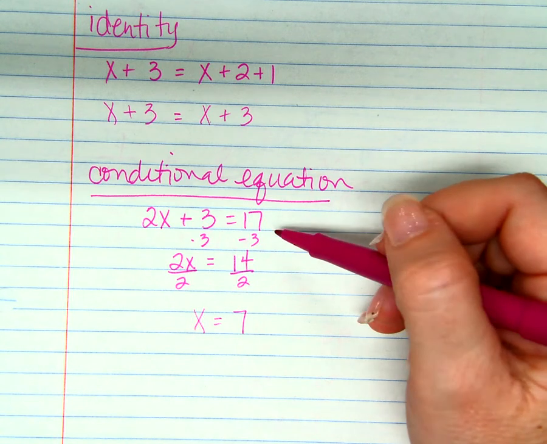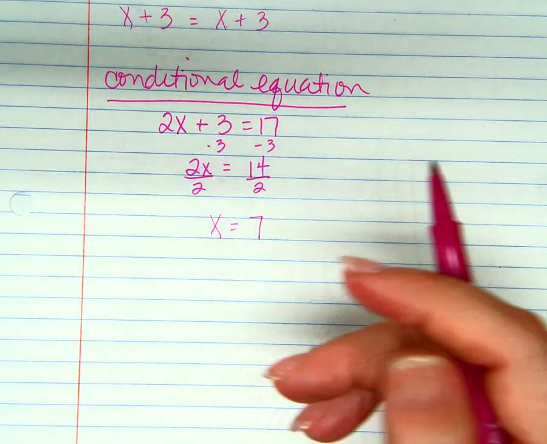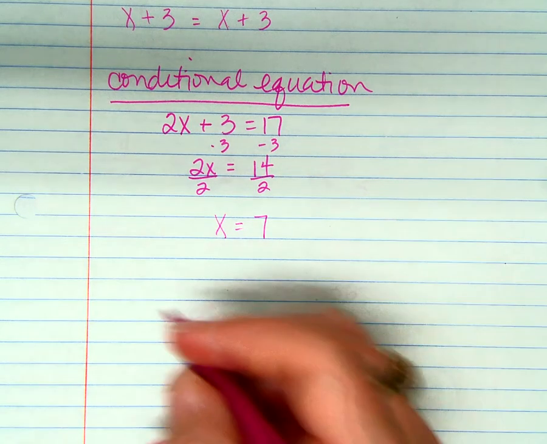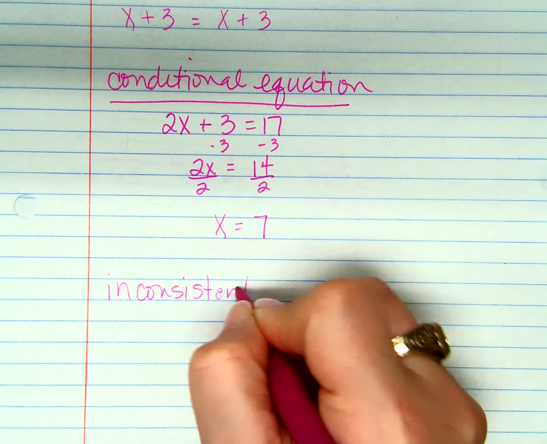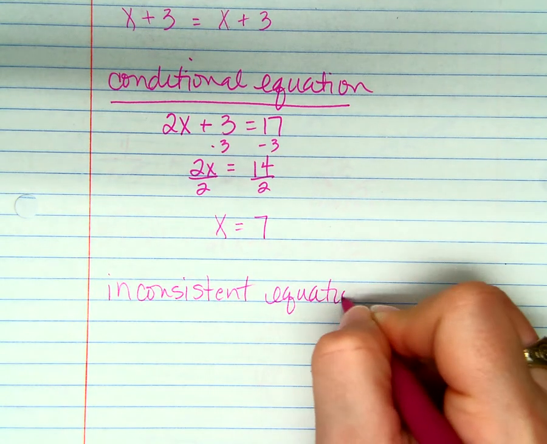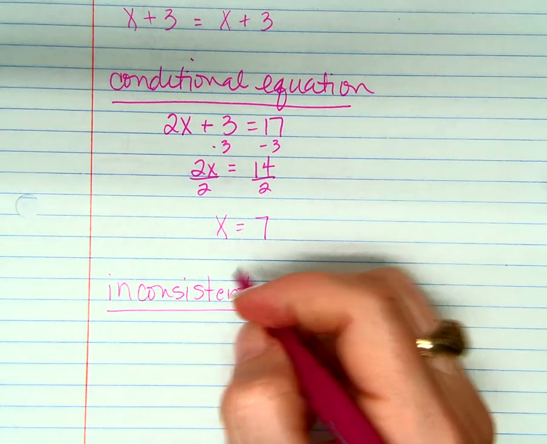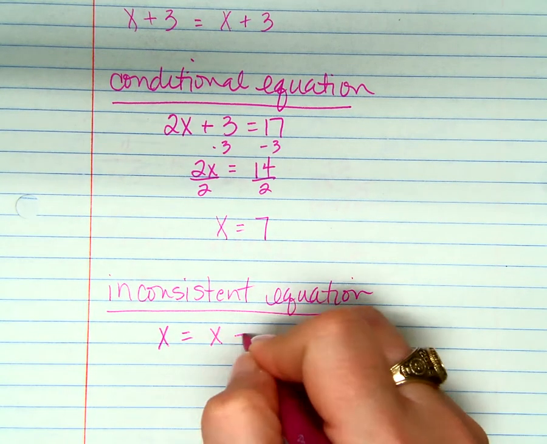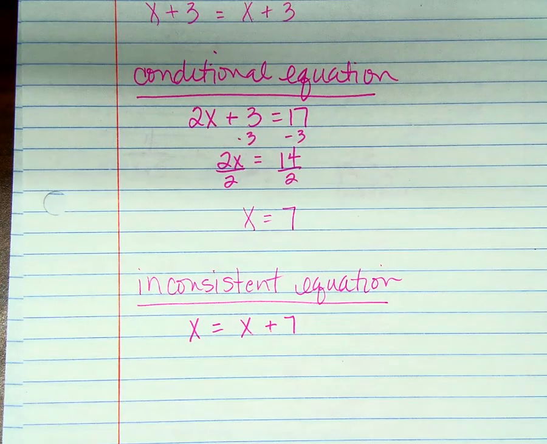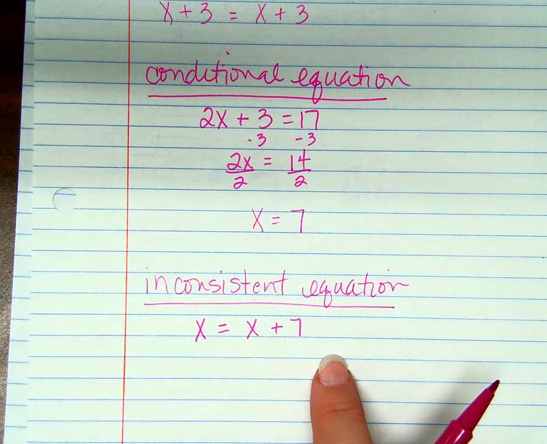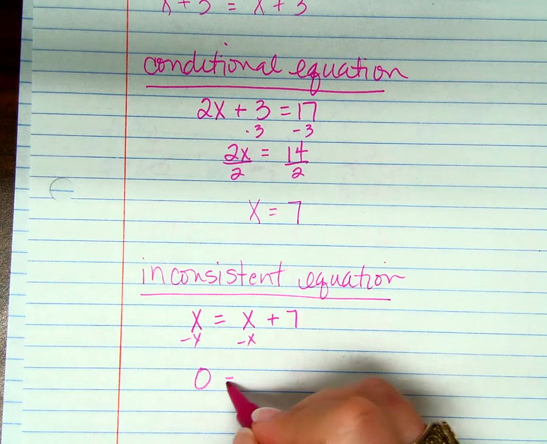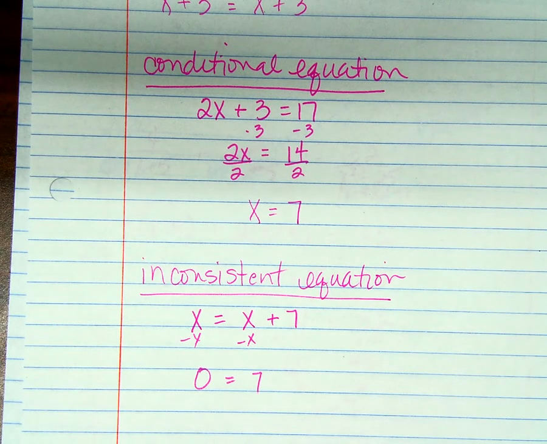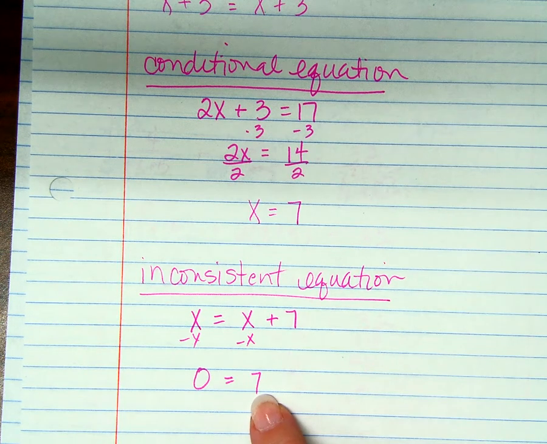That's a conditional equation. And the last vocabulary kind of thing that they want us to know right now is an inconsistent equation. An inconsistent equation would be something like this. x equals x plus 7. Guys, does x equal x plus 7? Well, if I tried to solve it, I would solve it by subtracting x from both sides, right? That would give me 0 equals 7. Does 0 equal 7? Does 0 ever equal 7? Ever. No, this is not true.